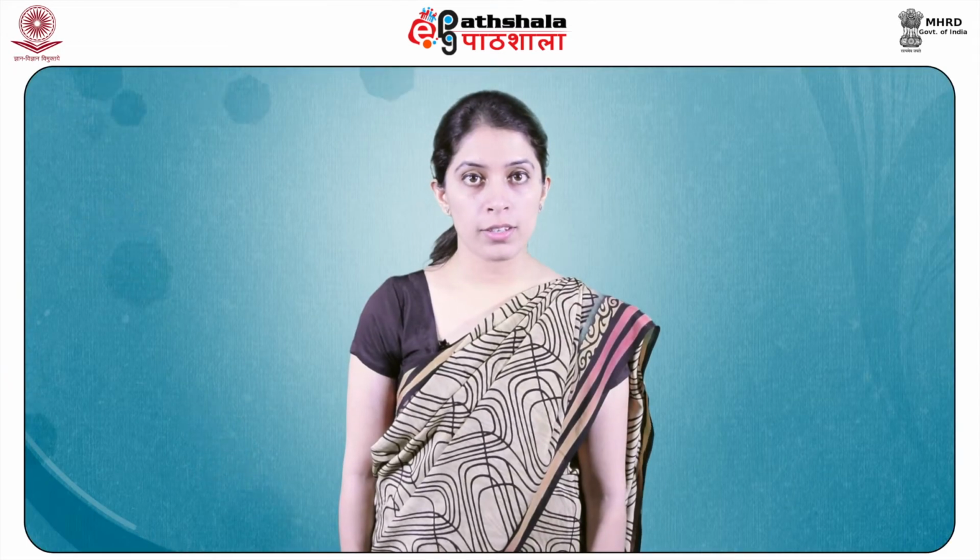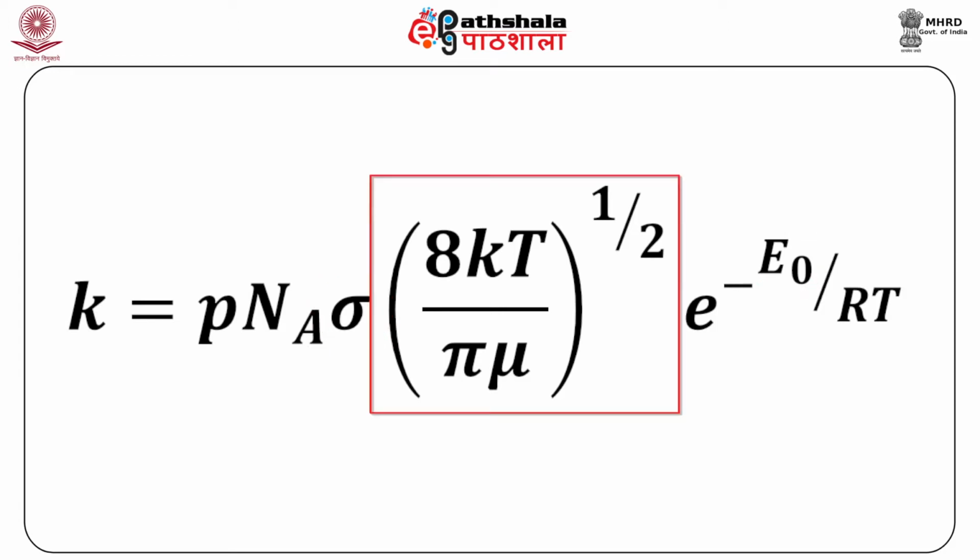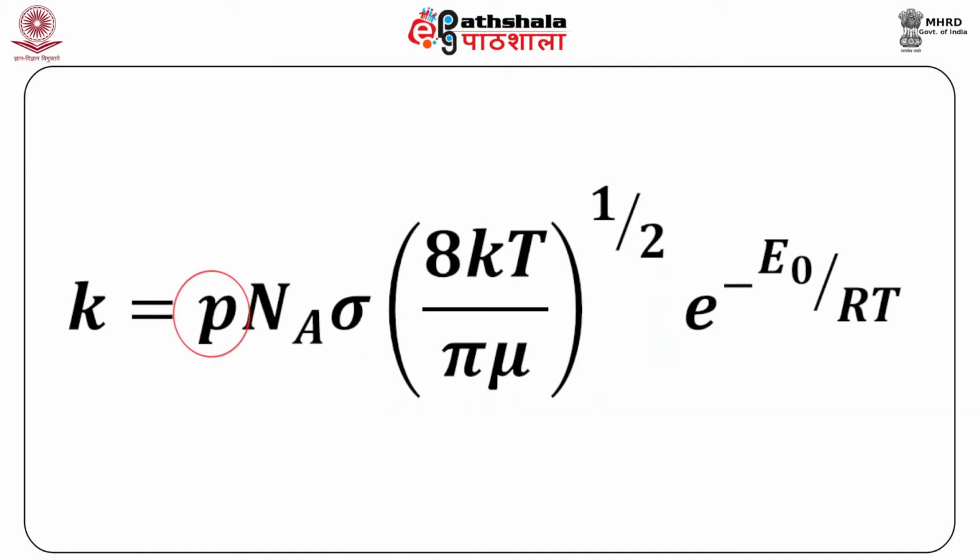We also studied the expression for rate constant using collision theory, where we found that the rate constant is expressed in the following manner: k equals P into Na into sigma into under root 8kT upon pi mu into e to the power minus E0 by RT, where sigma is the collision diameter, E0 is the energy barrier, the under root term refers to the average velocity of the molecule, and P refers to the steric factor.